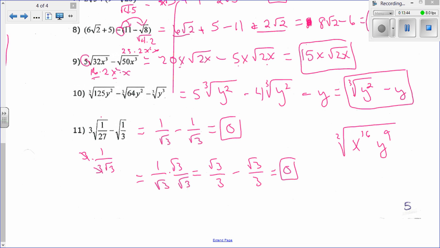Just like when we had the cube root, we divided it by 3. So this becomes x to the 8th. Y to the 9th breaks down to y to the 8th times y. Half of, well, there the color changed. Half of 8 is 4, so it becomes y to the 4th radical y.